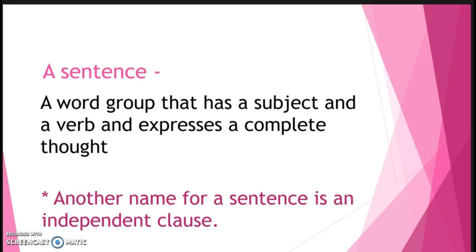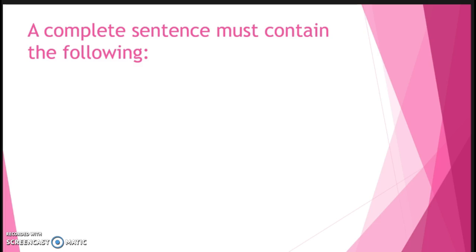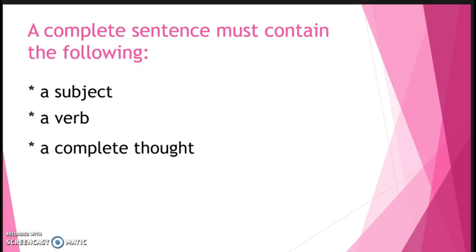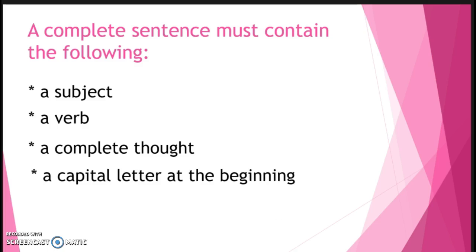Now, we've already talked a little bit in class, before we started writing sentences to answer questions, that there are 5 things that a sentence must have to be a complete sentence. And here they are. First one is a subject, a verb, a complete thought, a capital letter at the beginning, and ending punctuation. When we're doing things like answering questions, that's usually going to be a period, but in different circumstances it can be an exclamation point or a question mark.